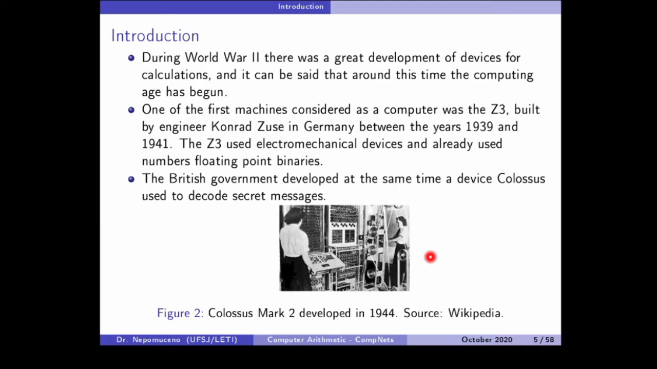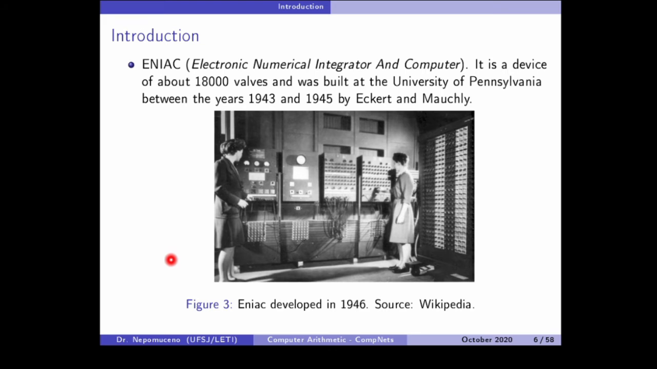Energy, by the way, is not so important nowadays. But after we started using devices embedded in small devices, and you cannot see a huge development in batteries, the use of energy starts again to be important in many applications. ENIAC, Electronic Numerical Integrator and Computer, is a device of about 18,000 vacuum tubes and was built at the University of Pennsylvania between the years 1943 and 1945 by Eckert and Mauchly.